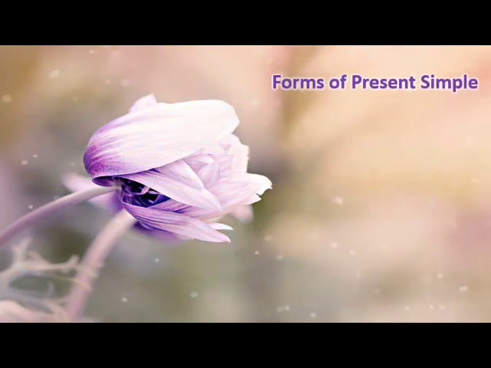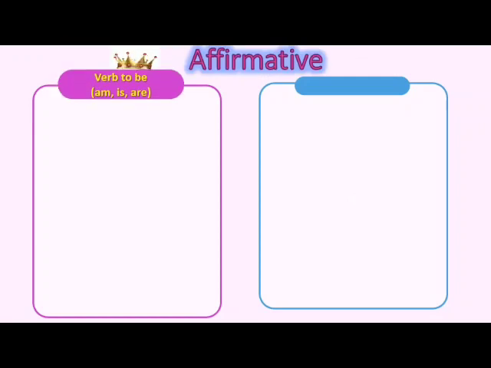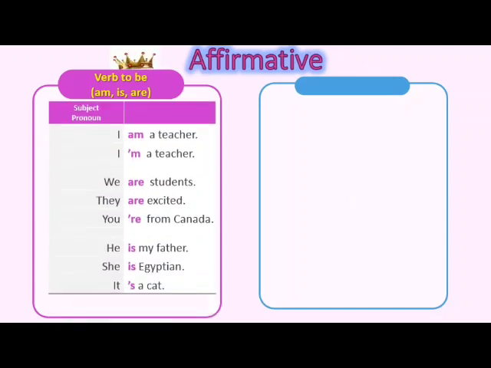Forms of present simple: affirmative, negative, and question. The affirmative form of present simple. First, let's talk about verb to be. It is a common verb in English, so we call it the king of the verbs. The form of verb to be in the present simple is am, is, or are. It depends on the subject pronoun that we use.